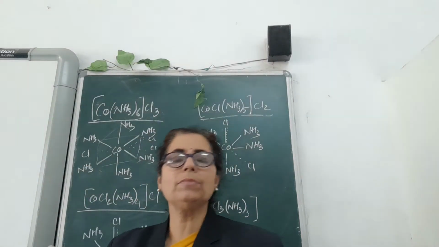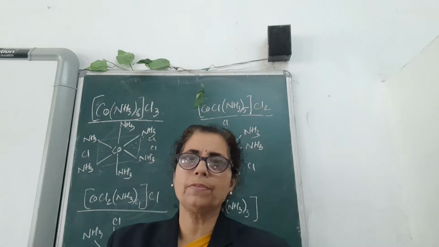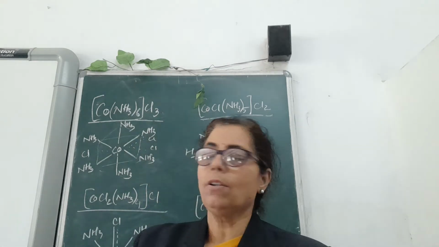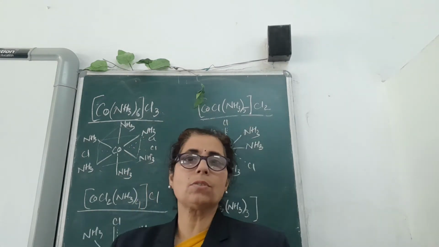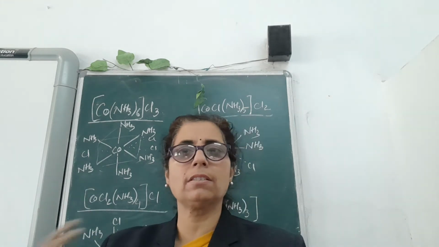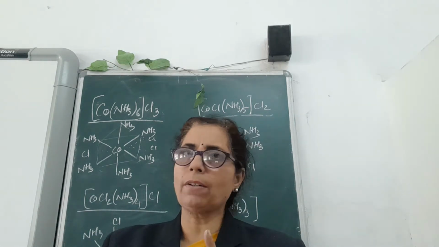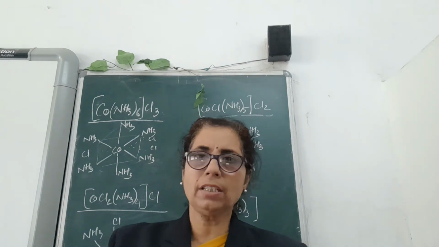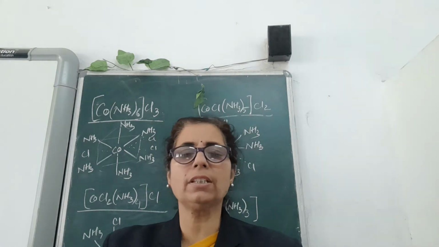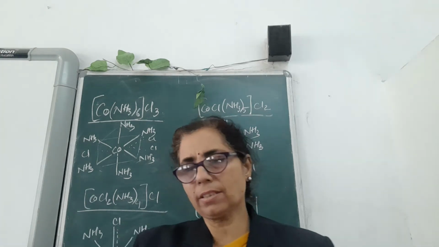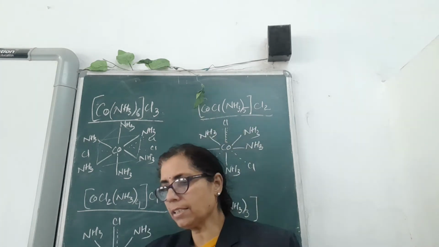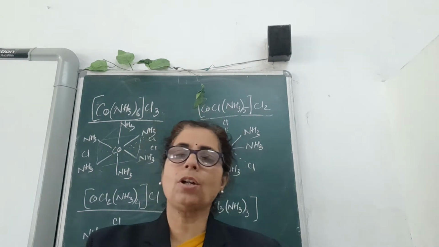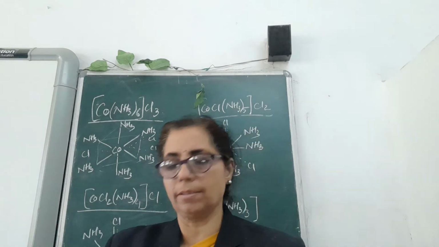Yes children, apart from this there were some limitations of Werner's theory. There were 3 limitations. The first limitation is that Werner was able to give this explanation only for one type of complex. He could not give such an explanation or do the reaction with another type of complex compounds. The second thing is that he was not able to explain the magnetic and optical properties of these complex compounds.